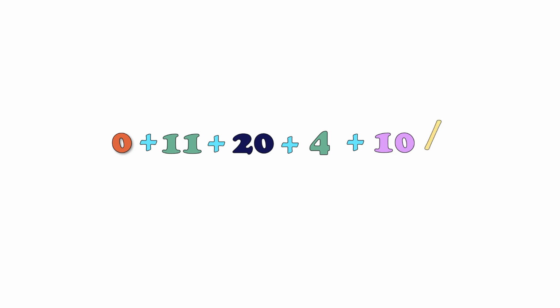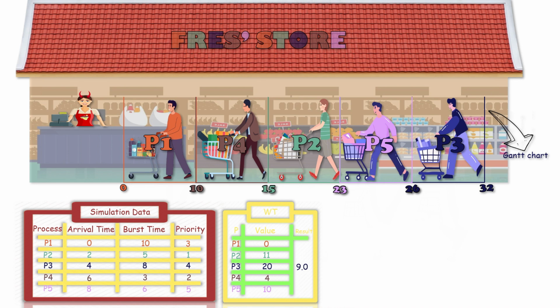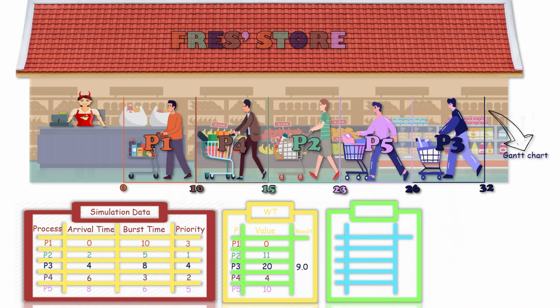Process 1 value is 0, plus process 2 value is 11, plus process 3 value is 20, plus process 4 value is 4, plus process 5 value is 10, divided by 5, and the result is 9.0. Put the result in the data, and suddenly receive another table that says response time, the process, value, and result.